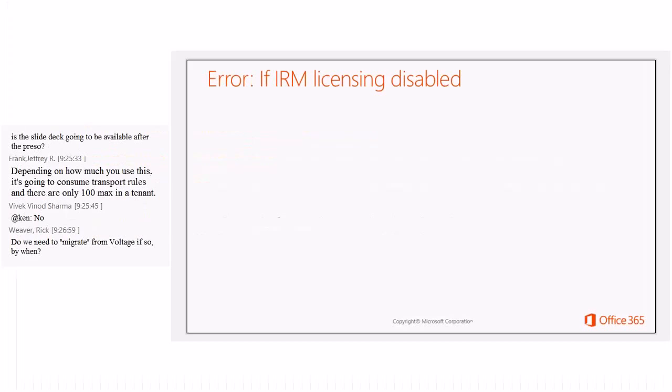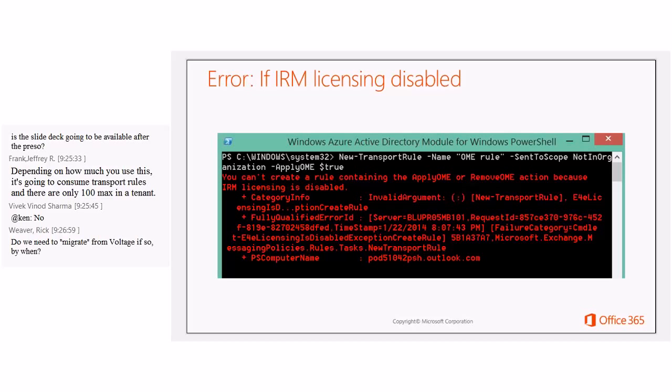All right. Now, let's say, for instance, you get off of this presentation and you totally forget everything I say, and you go in and say, hey, I just learned this thing, I know it's a transport rule. I go in here, I create the action, apply OME encryption, and I can encrypt all the messages going out external to our organization. You try to do that. If you don't have IRM licensing enabled, you're going to get an error message, and this is what you're going to get. As you can see, it's pretty self-explanatory.